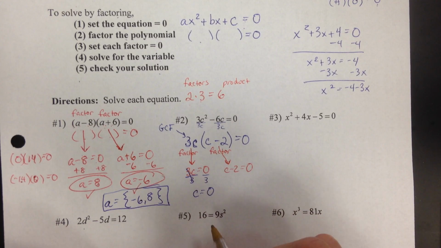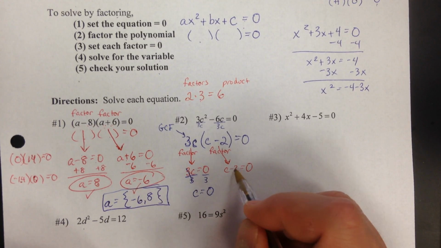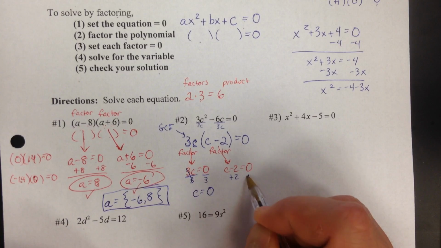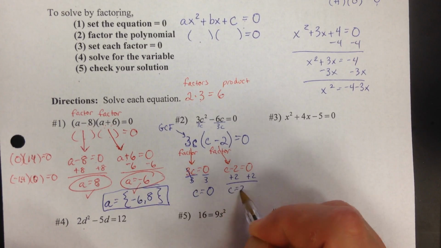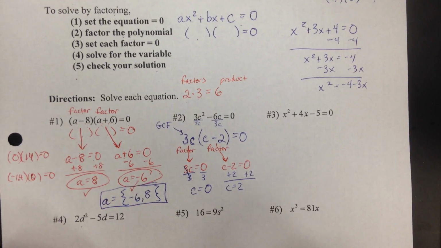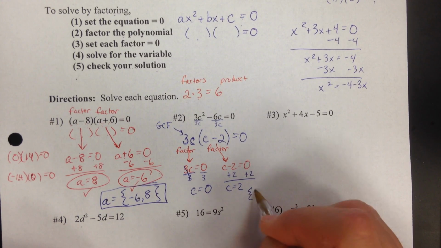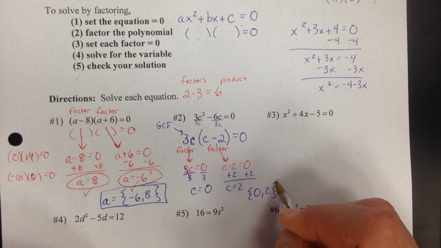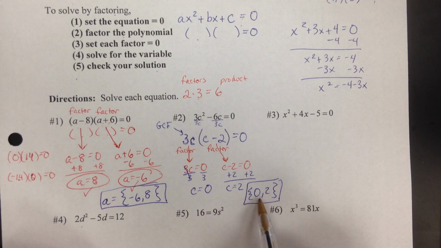0 divided by anything is 0. And we need to move the minus 2, we'll go plus 2. We get c is equal to 2. So we get, again, two solutions. We get 0, 2. This is not an ordered pair, it's not x comma y. That's why we use the bracket and not the parentheses.